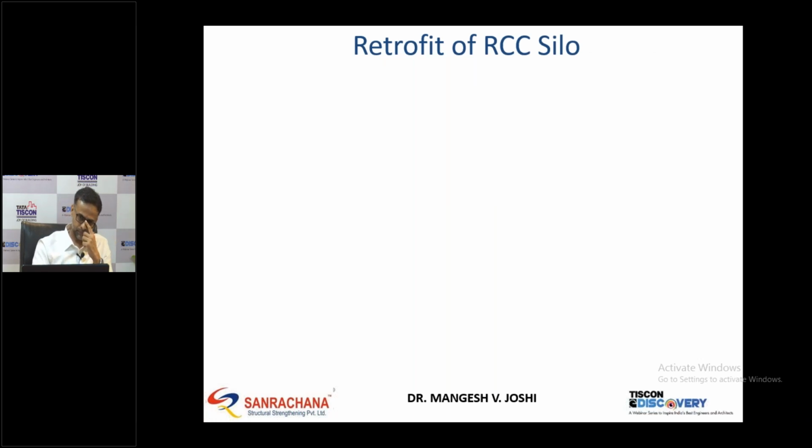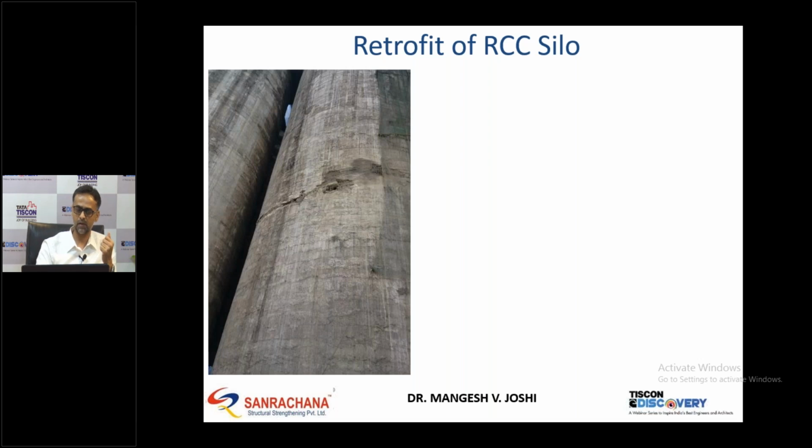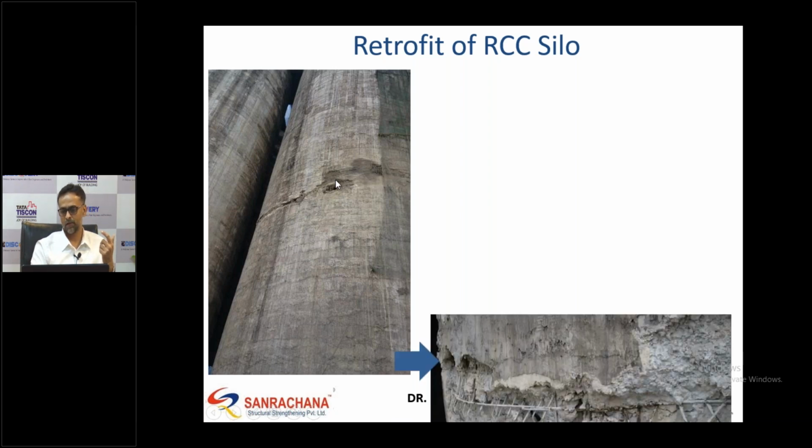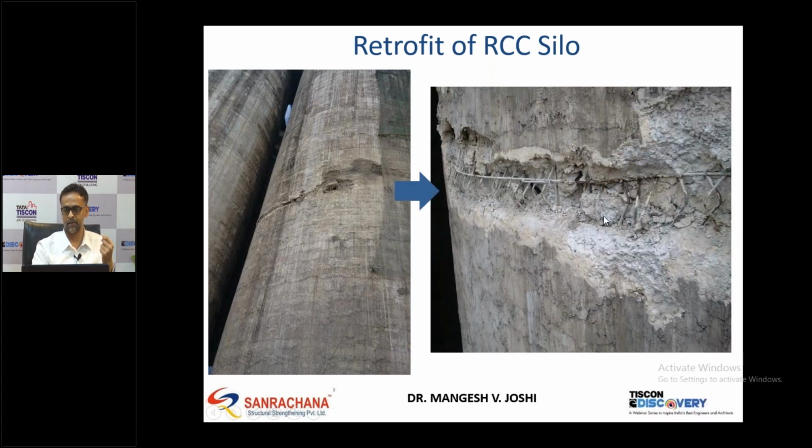Then there is again an interesting case study of a silo structure, an RCC silo structure. This was a coal storage silo, and immediately after putting it to use, immediately after putting the coal, we could see this type of cracking. At a closer look, you can see that the concrete is completely disintegrated, and the bars are buckled like this.